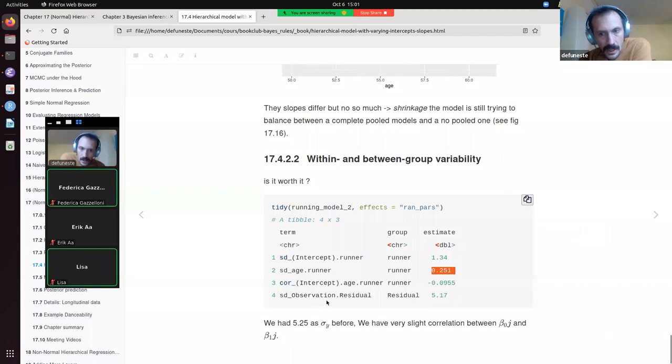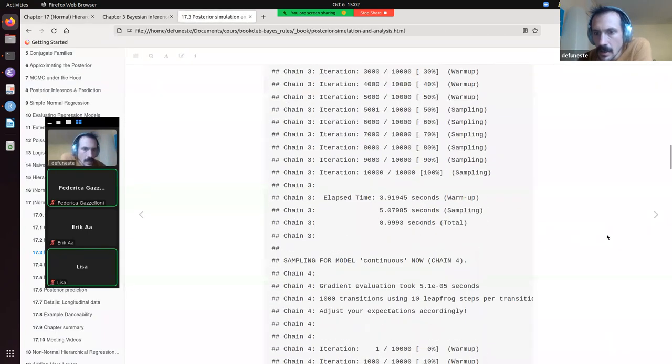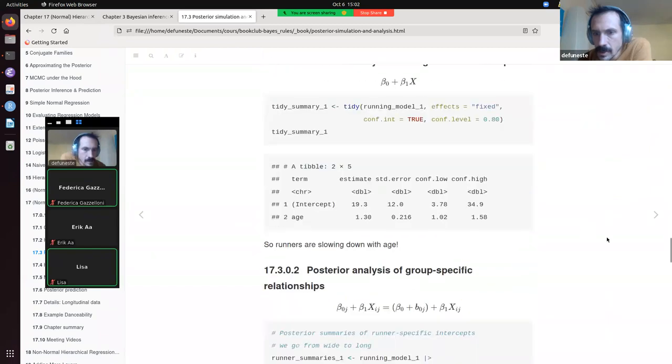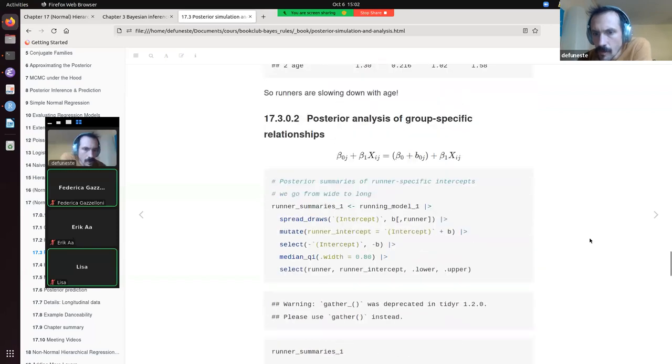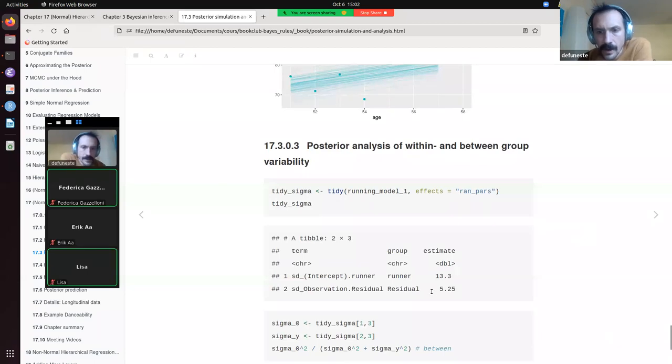And if you check the standard deviation of sigma y, so within a runner, it's 5 minutes. And if we go back to the other one, I think we are nearly the same. Where is it? Do I have it compiled somewhere? Yeah, it's here, 5.25. So we are close; we are speaking about seconds for the within-group variability.